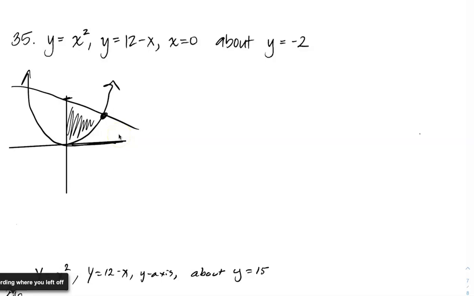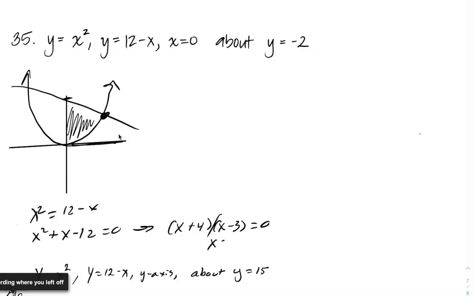I've got to find the intersection again. So we've got to find out where they intersect. So x squared equals 12 minus x. So x squared plus x minus 12 equals 0. So I get x plus 4, x minus 3 equals 0. So x equals 3 and negative 4. So we have the 3 side. Negative 4 is over here. And we're spinning across y equals negative 2. Forgot that part.